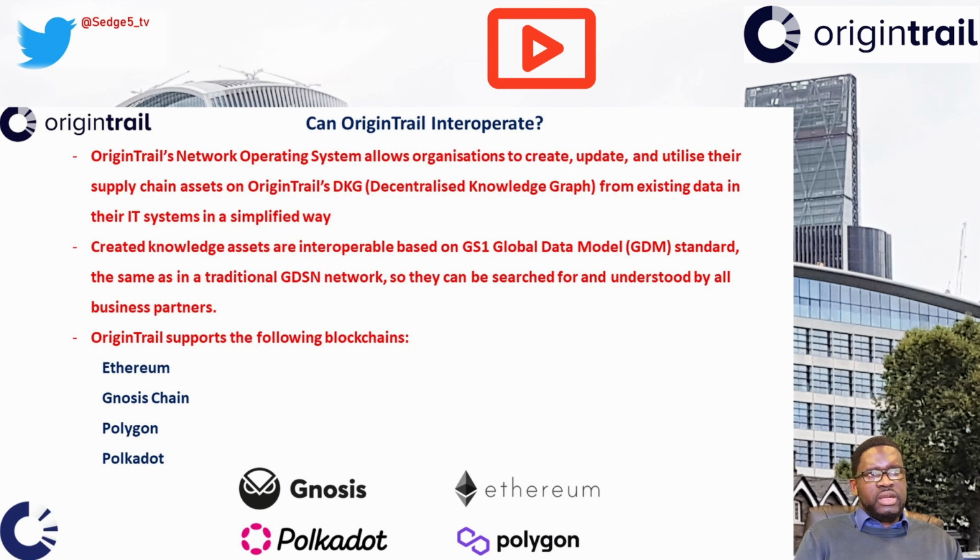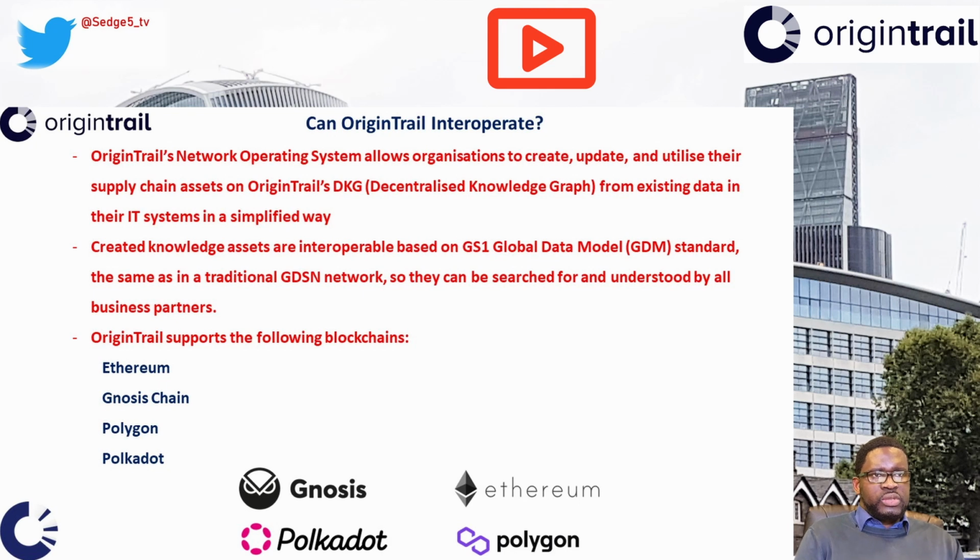In other words, the network operating system makes it easy to discover, verify, and facilitate asset interoperability. Once those assets are available, specific business applications that make use of them can be built quickly. From a blockchain point of view, OriginTrail supports the following blockchains: the Ethereum blockchain, Gnosis Chain, Polygon, and the OriginTrail parachain on Polkadot.